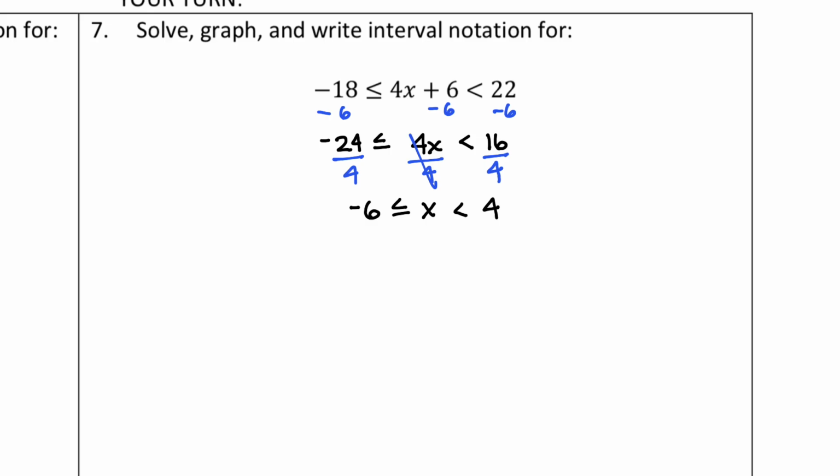Okay, because it's a tripartite, there is no work to show on your number line. All you do is this sign goes here, it's closed. This sign goes here, it's open, and you shade in between. Then closed gives you a bracket, and open gives you a parenthesis. You're done. Tripartites are kind of fun, I think.